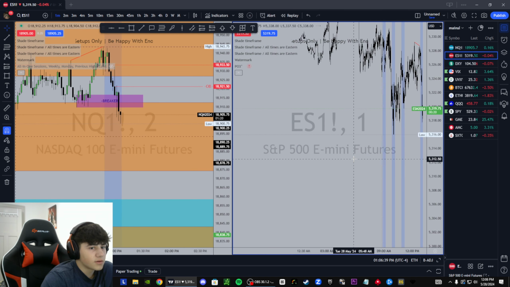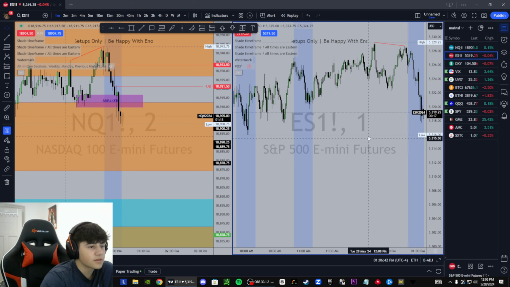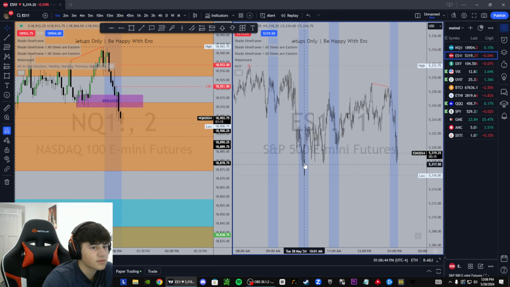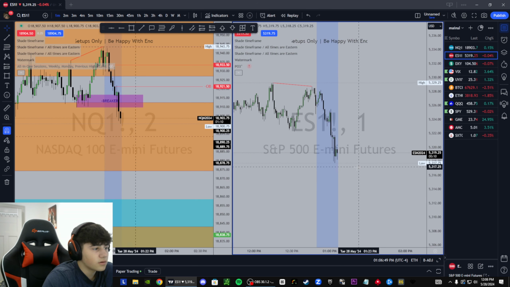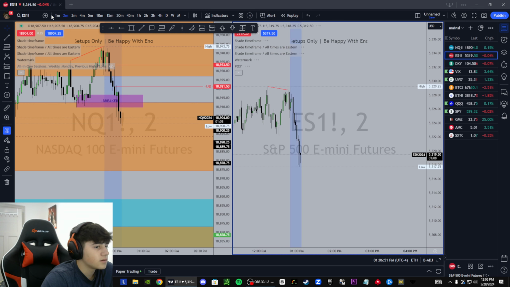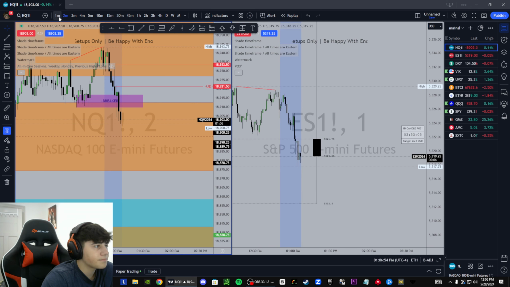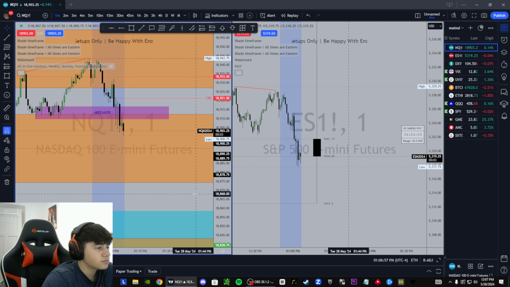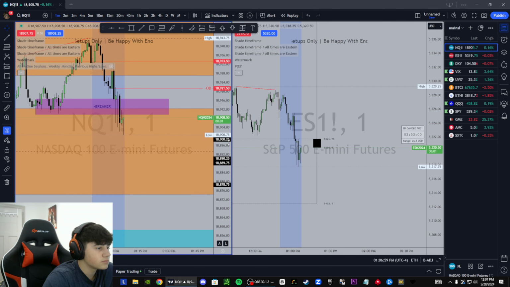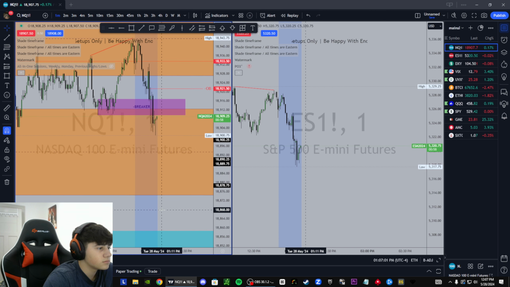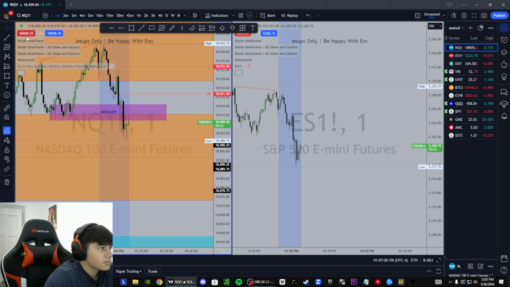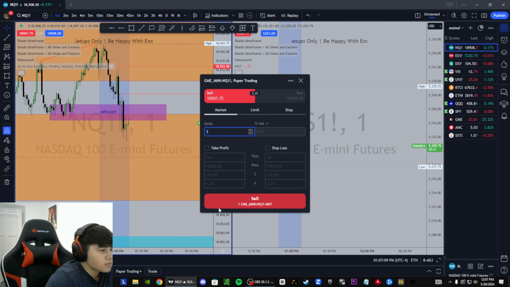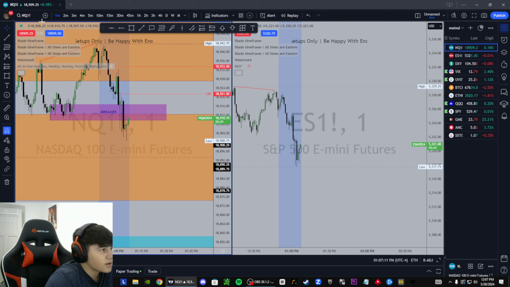But also it's almost at terminus already, right? Because this is the original consolidation for ES. It didn't go up that high. And also this doesn't even look like really a model. I'm gonna look to sell here above this wick probably.